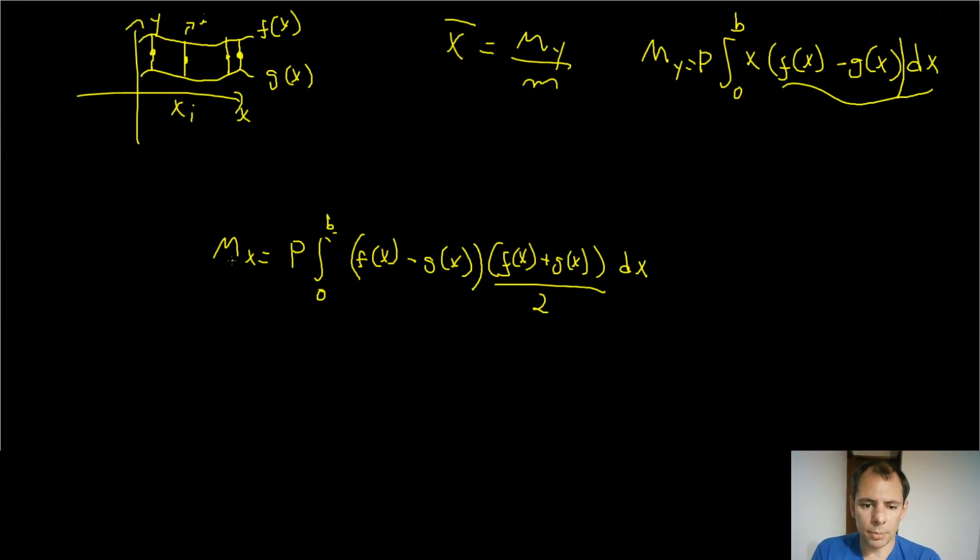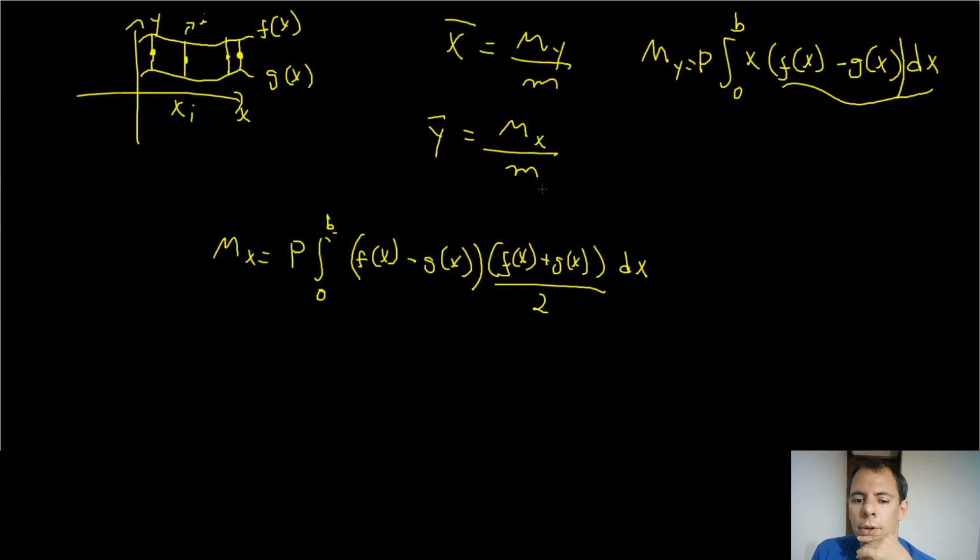So this is going to be the moment about the x-axis, and this is going to be the moment about the y-axis, and this is going to be the center of mass, the x-coordinate for the center of mass. The y-coordinate for the center of mass is going to be Mx divided by M.